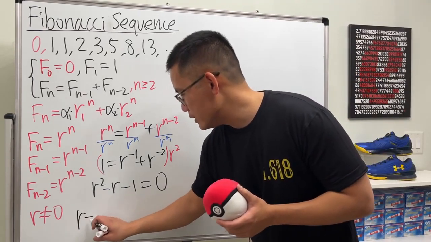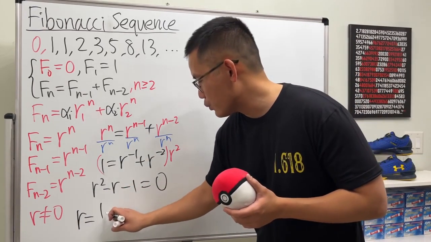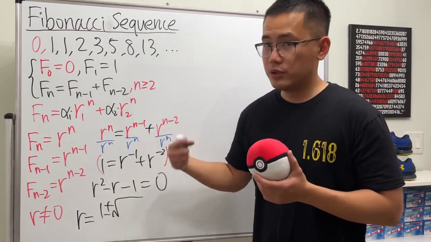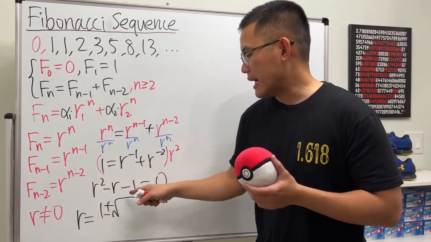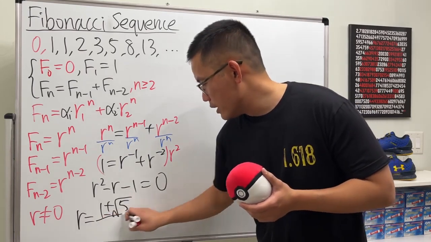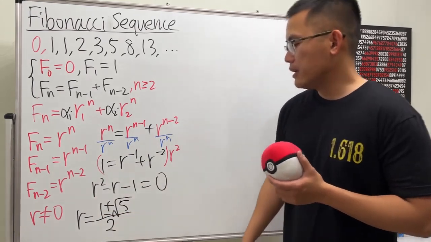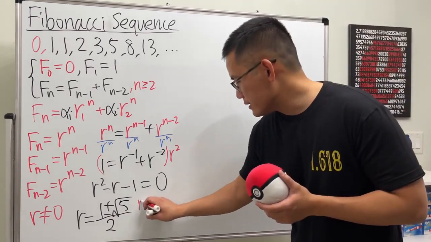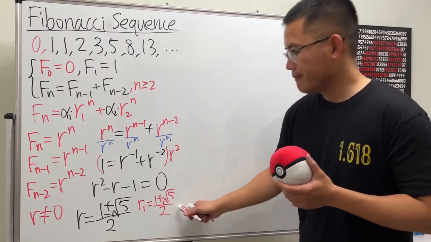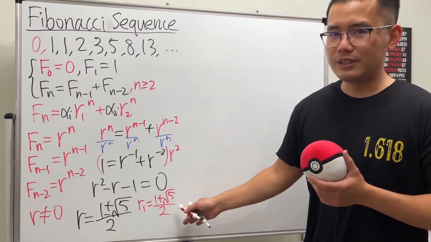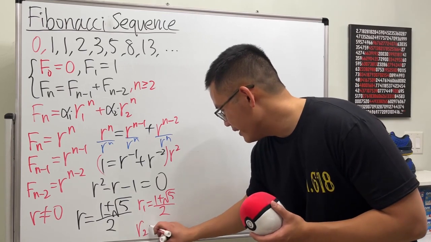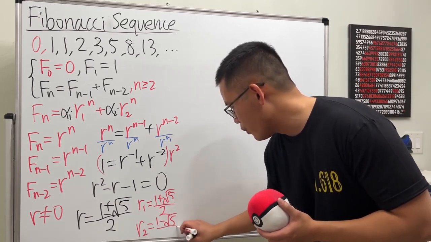I will just tell you r is equal to negative of negative 1, which is positive 1, and then plus or minus the square root of this thing squared, which is 1, and then minus 4 times this and that, which becomes 1 plus 4, so you have 5 inside, and then all over 2 times a, which is just 2. All right, and right here we can say r1 equals 1 plus square root of 5 over 2. This is the golden ratio, which is approximately 1.618, like that. And then r2 is equal to 1 minus square root of 5 over 2.